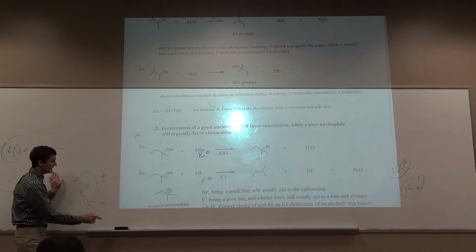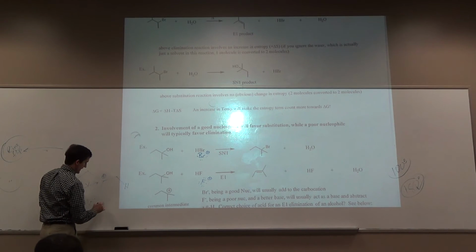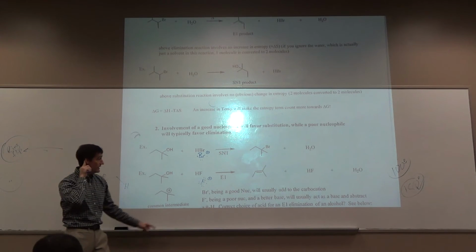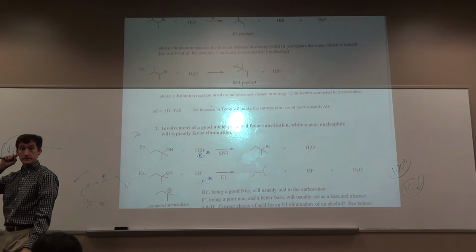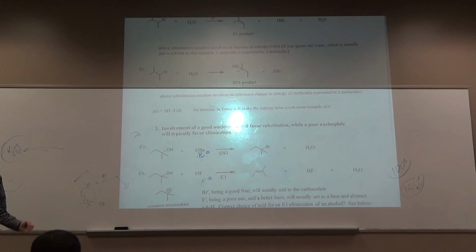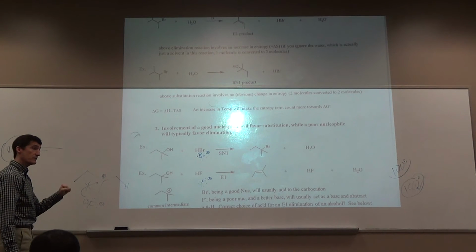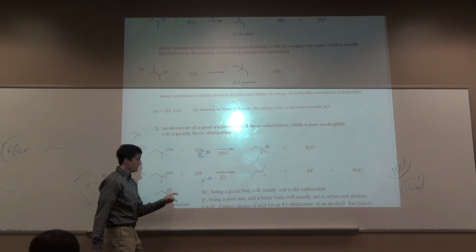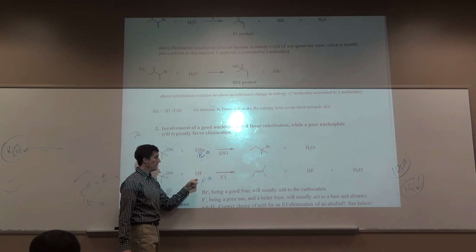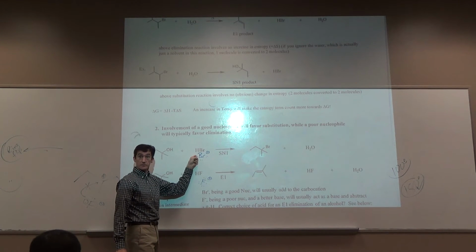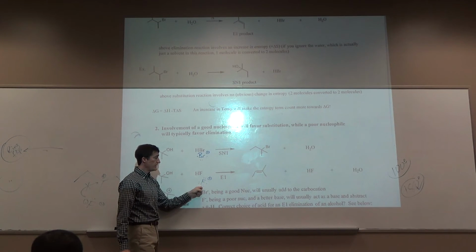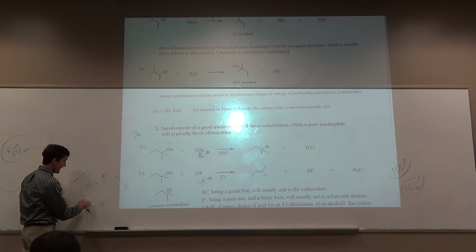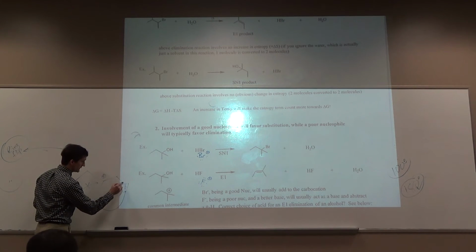Bromine will. Instead, which is a better base? F minus or Br minus? F minus is actually the better base, because when you say base, you're talking about taking H's. And you're asking which one is more stable, Br minus or F minus? Br minus, because it's larger, the charge is spread out. That's actually more stable. F minus is a better base. F minus is more prone to taking the H and the electrons moving in.